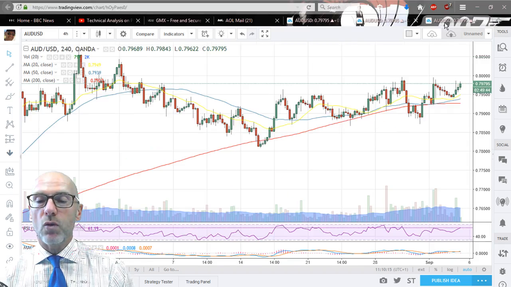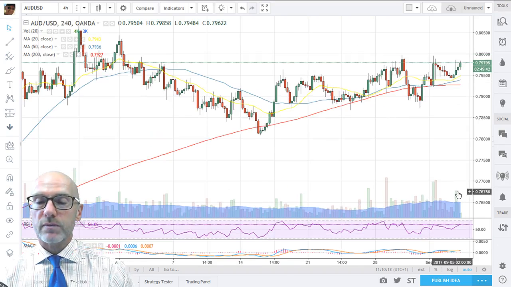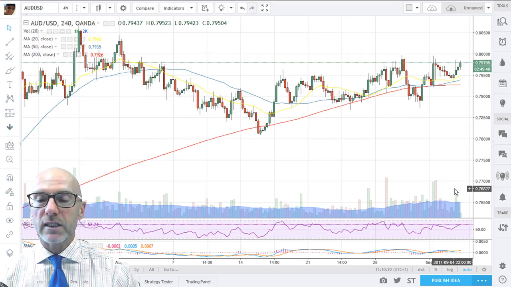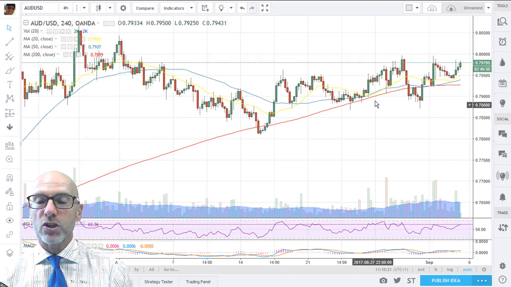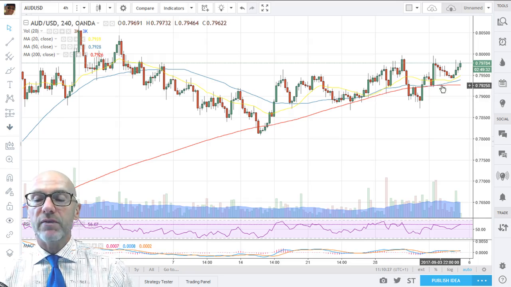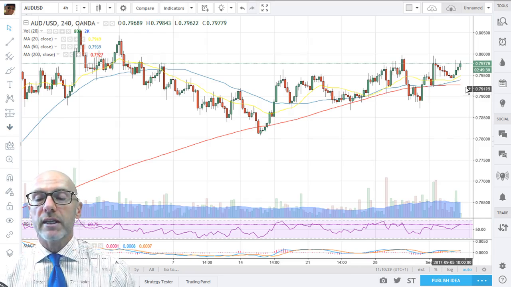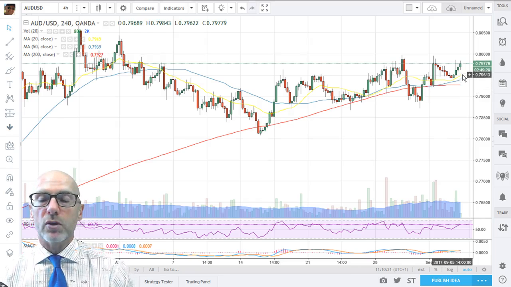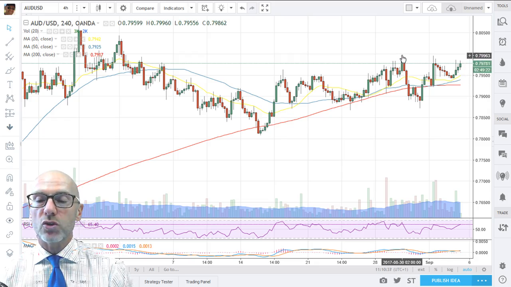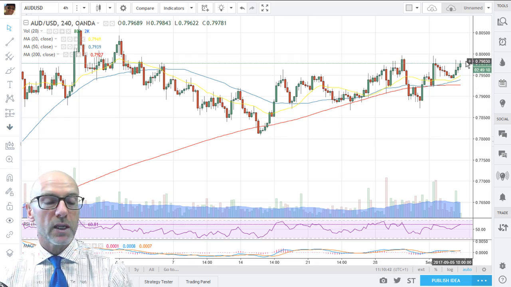Going on to the 4-hour chart, and here likewise we've had a positive picture on the moving averages. We've had golden crosses created as the 20 crossed the 50 and as the 50 crossed the 200. They're quite close to the spot, so they'll give immediate support, which is good, and they could give the push up through the short-term resistance just below the 0.8 level.